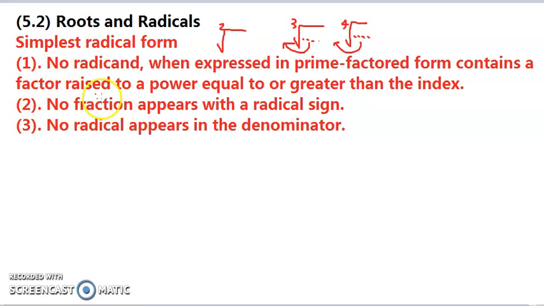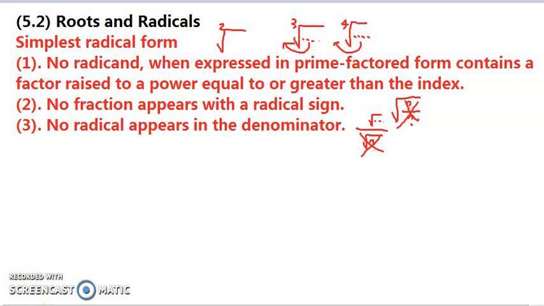Now the second one says no fraction appears with a radical sign, which means you cannot have a square root of something over something. The third one says no radical appears in the denominator, which means if you have a fraction, on the top you can have a square root or no square root, that's fine. But on the bottom you cannot have a radical, a square root or cube root. So this is not allowed. Fraction is not allowed. So now we can look at another example.